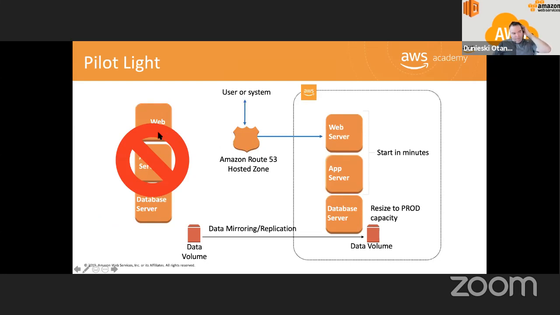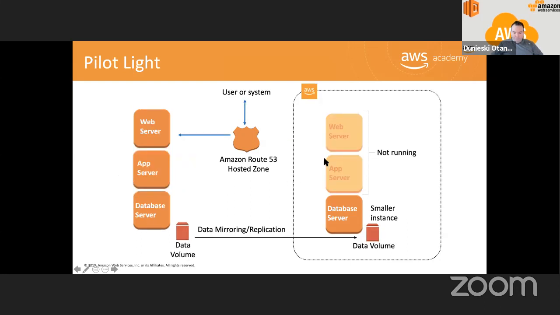Now, if the primary system fails, you grow your database server to the size that it needs to be to take on the production data traffic. And then next, you turn on the web and application servers.